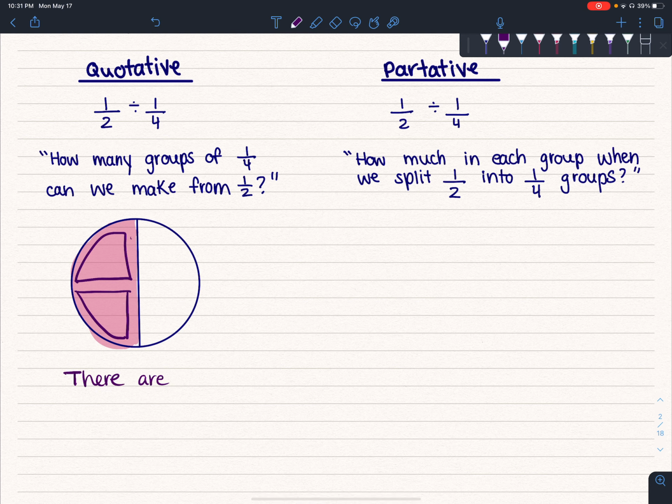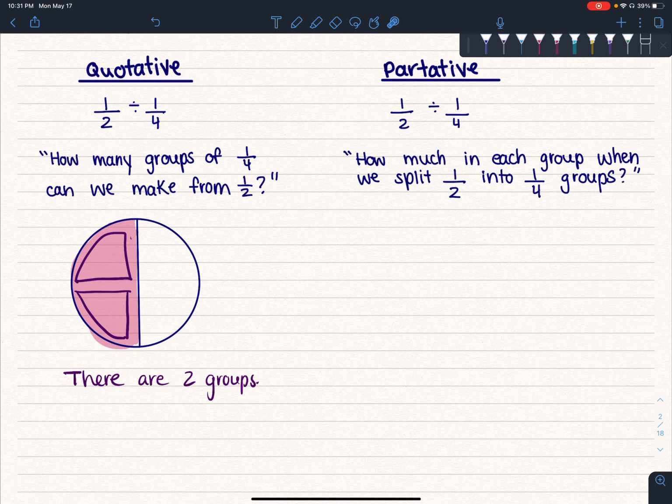There are 2 groups. Okay, so quotative does work in the fraction representation. The issue we run into here is this situation, is the partitive.